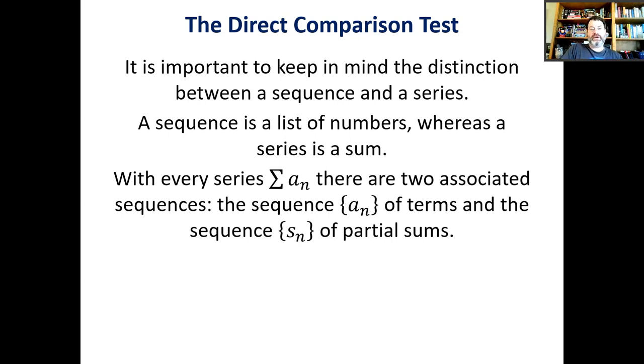So when we have a series, the sum of the a_n, each series comes with two associated sequences. One is the terms themselves, and one is the partial sums. This is very commonly messed up by Calc 2 students. Just remember, the individual terms matter for the divergence test, but the partial sums matter for just about everything else that we're going to see.